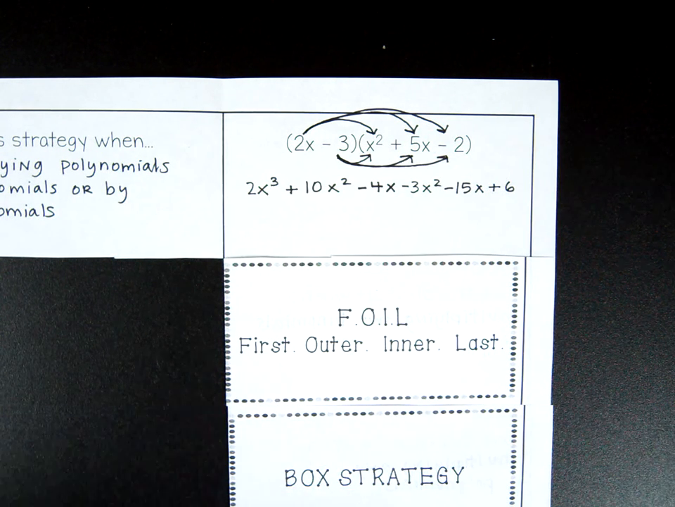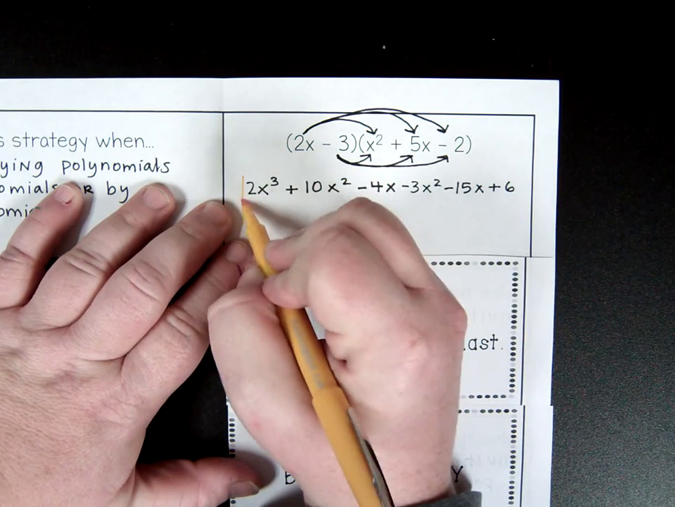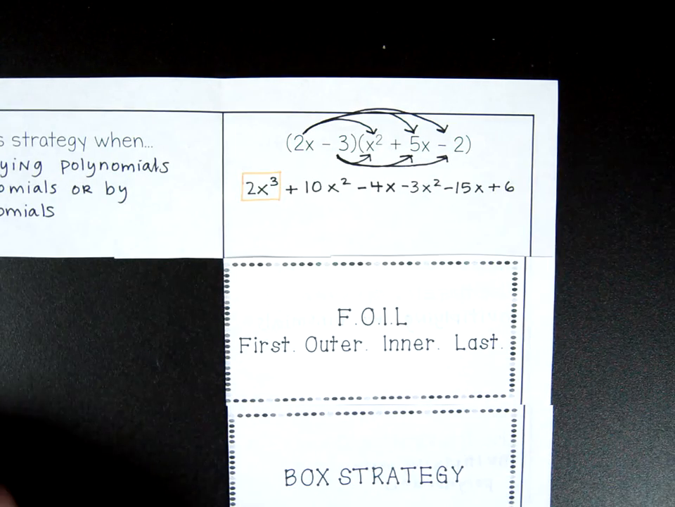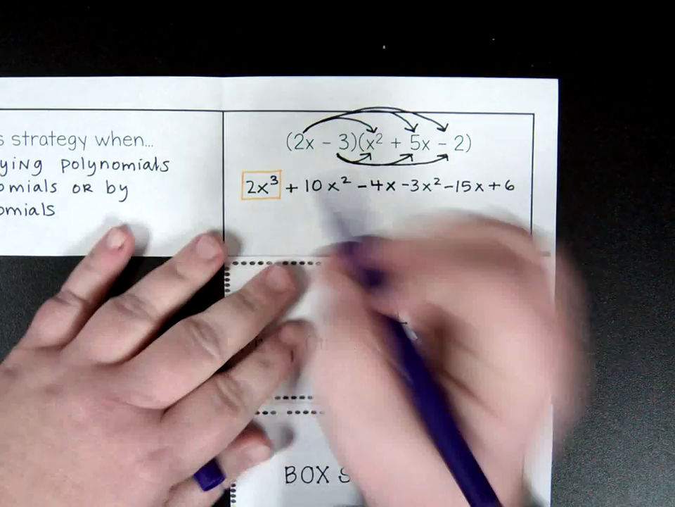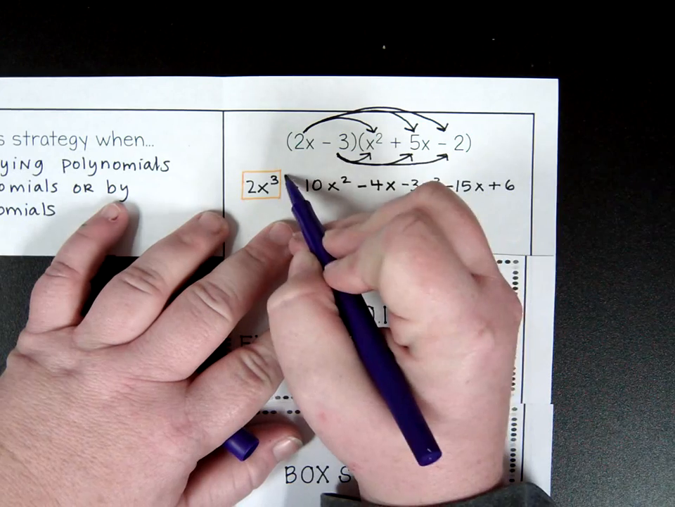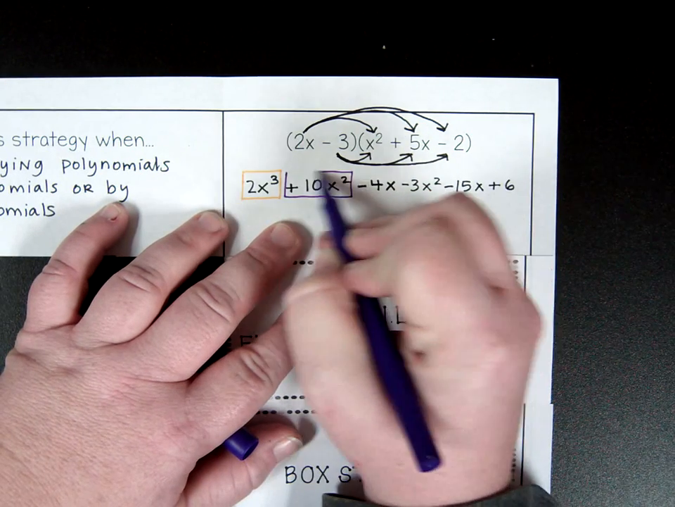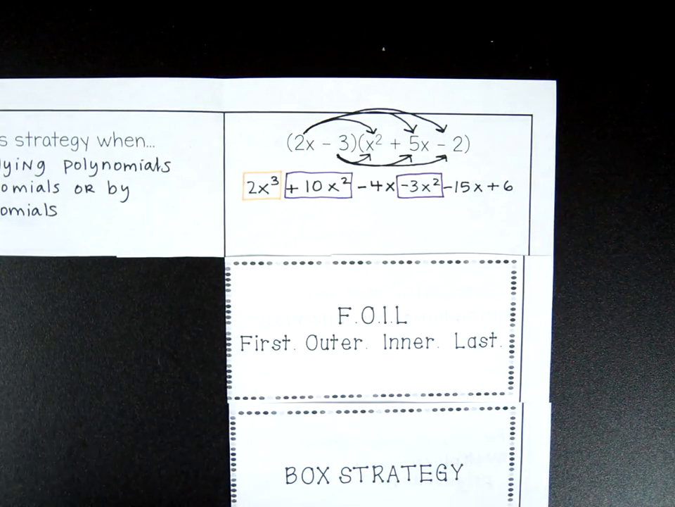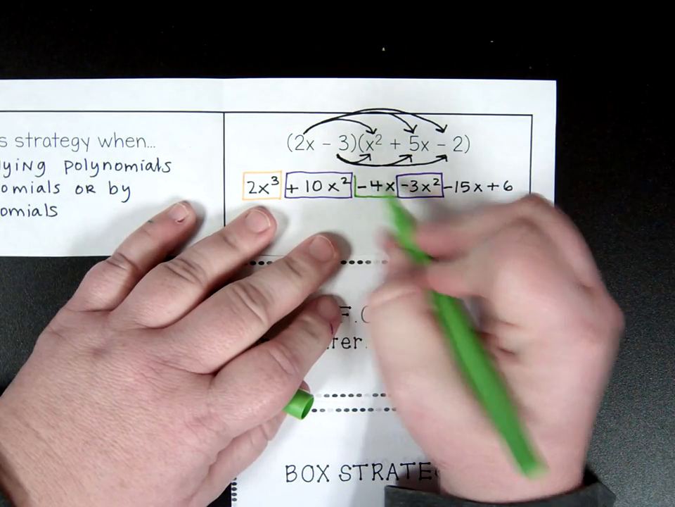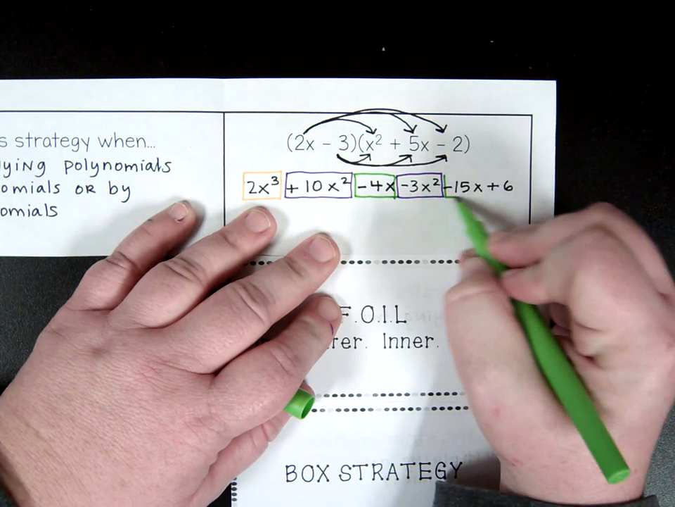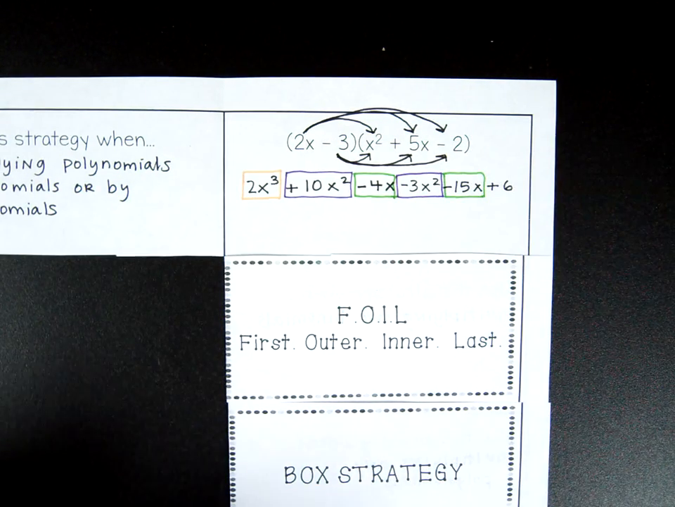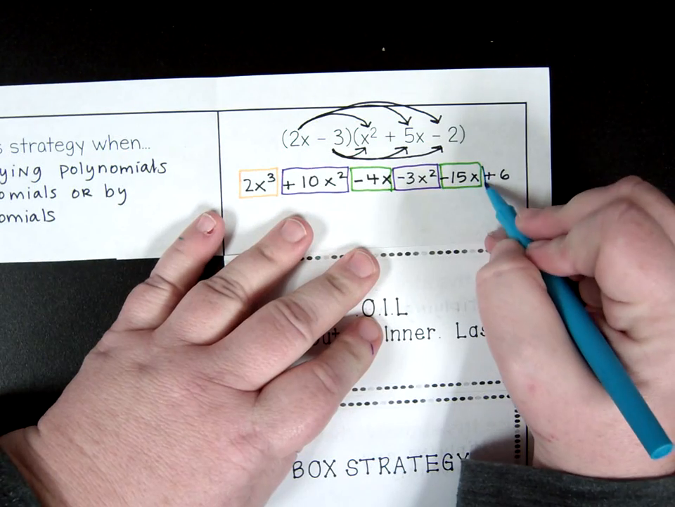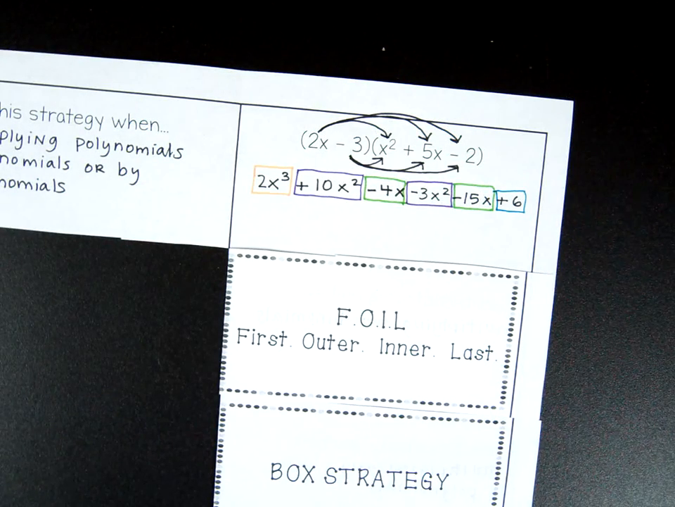And sometimes I like to use different markers or different colored pencils to help me remember which ones are my like terms. So this is the only x to the third power I have. I have this x to the second along with this x to the second. And then I have these just plain x's. And then I have this plus 6 all by itself. So when I combine the things that are like terms, I'm just combining the things in the same colored boxes.